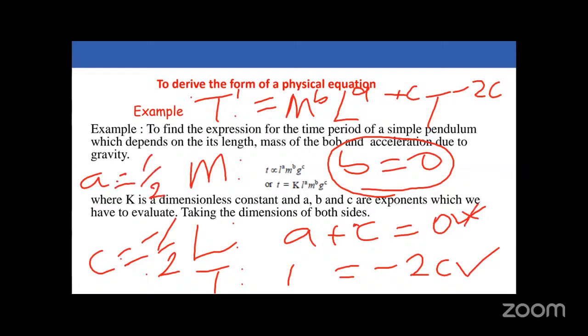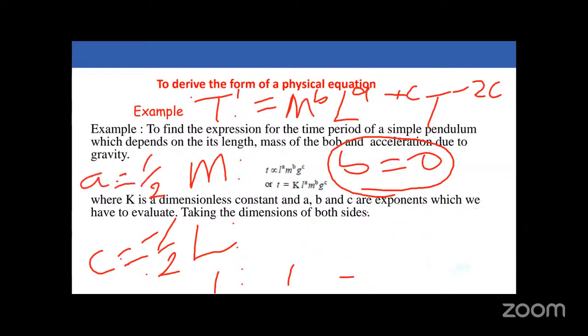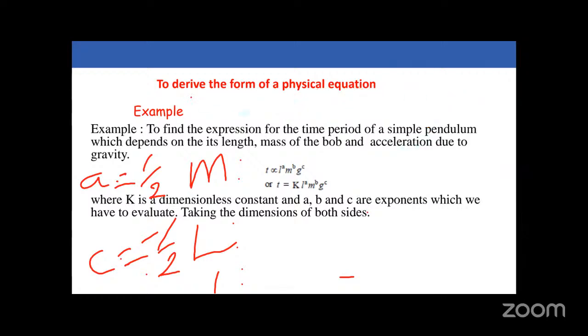Here, A will be equal to 1 over 2 because C is minus 1 over 2. If we substitute C as minus 1 over 2 here, A becomes 1 over 2. So now we have our dimensions for the expression given to us for A, B, and C. B is 0, A is 1 over 2, C is minus 1 over 2.